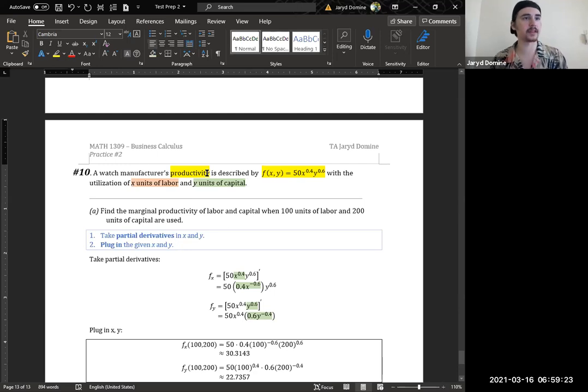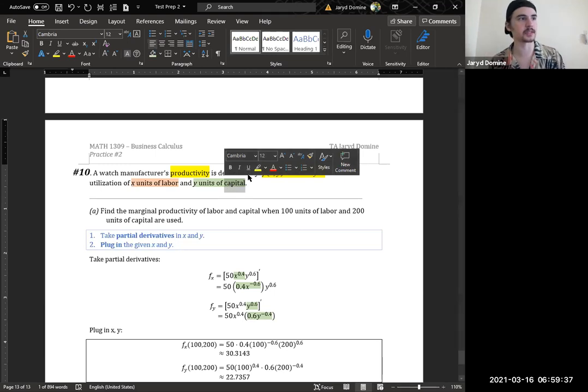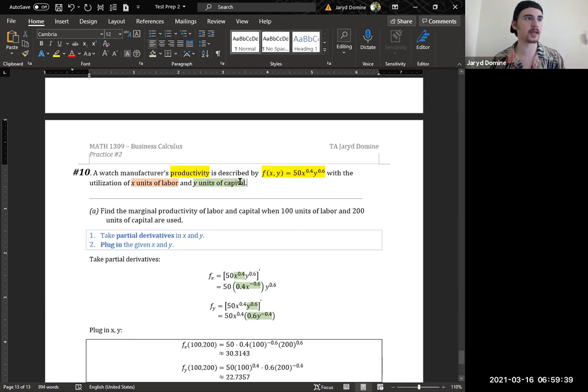The productivity, the amount of watches that you're producing depends, one, on how many people you have working, and two, on how many machines you have, like how many sites you have to produce these watches. So people working and tools to work with, essentially. So the amount of watches that you produce is going to depend on both of those things, right? If I have more workers, that's more watches. If I have more machines, that's more watches.